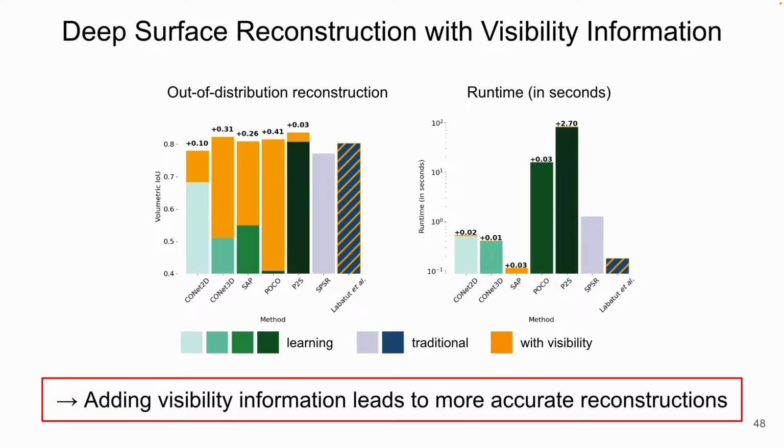I'm going to come back to the absolute values later, but what is important to note here is that the runtimes of the networks almost do not change when we use the visibility augmented point clouds.